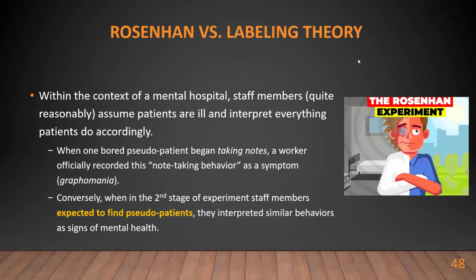Within the context of a mental hospital, staff members were quite reasonably, as you would expect, assuming that patients are ill and interpreting everything that patients do accordingly. When one bored pseudo-patient began taking notes, a worker officially recorded his note-taking as a symptom of illness, that is, graphomania. Then, in the second stage of the experiment, when staff members expected to find pseudo-patients, they interpreted similar behaviors as signs of mental health. That is, they would take what previously was a symptom and normalize it. So you see, just a matter of perspective.